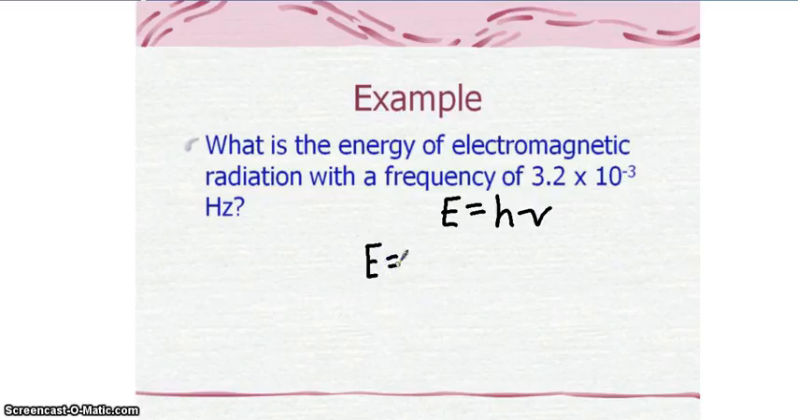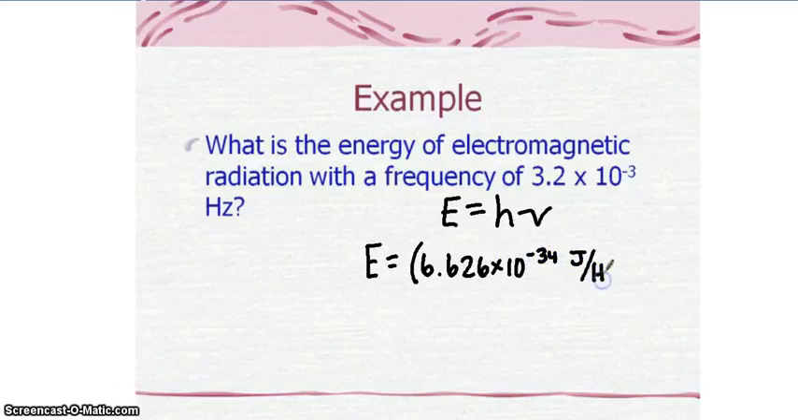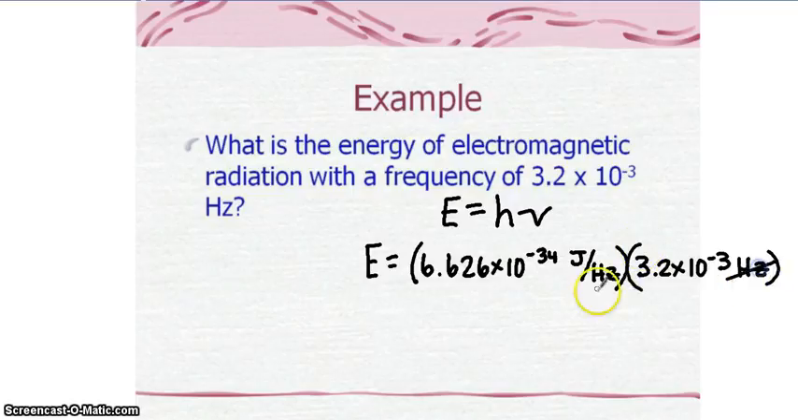H, just like C in the previous equation we had, H is a constant, Planck's constant. So the value for H is always going to be 6.626 times 10 to the negative 34th, and then the units on that are joules per hertz. Our frequency is given, 3.2 times 10 to the negative third hertz. And the hertz and over hertz, those cancel, leaving our energy units in joules.